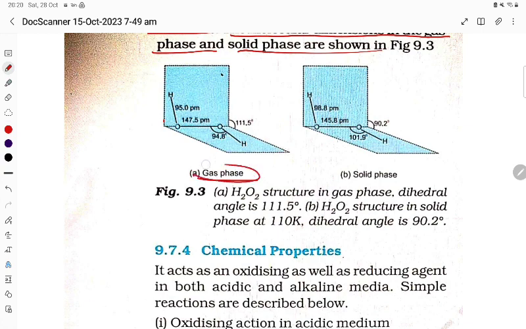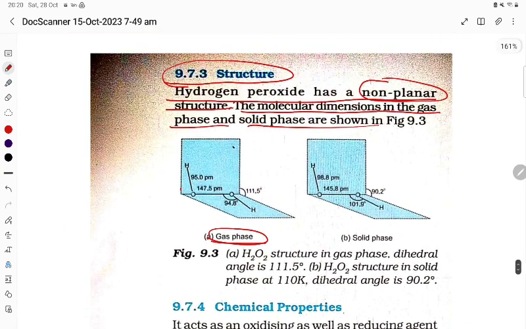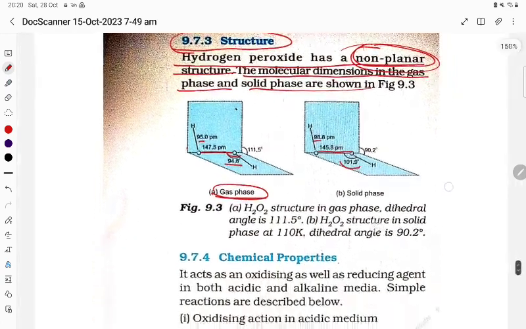The gas phase H2O2 structure is non-planar. In the gas phase, the angle HOH is 94.8 degrees, and in the solid phase it is more, 101.9 degrees. If you are talking about the bond angle O-O, it is 147 in the gas phase and 145 in the solid phase. OH is 95 in the gas phase and 98 in the solid phase. So this is what it is, students.